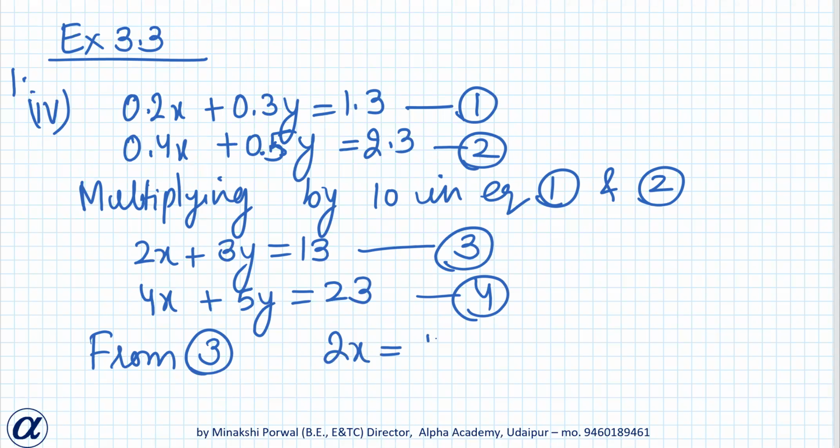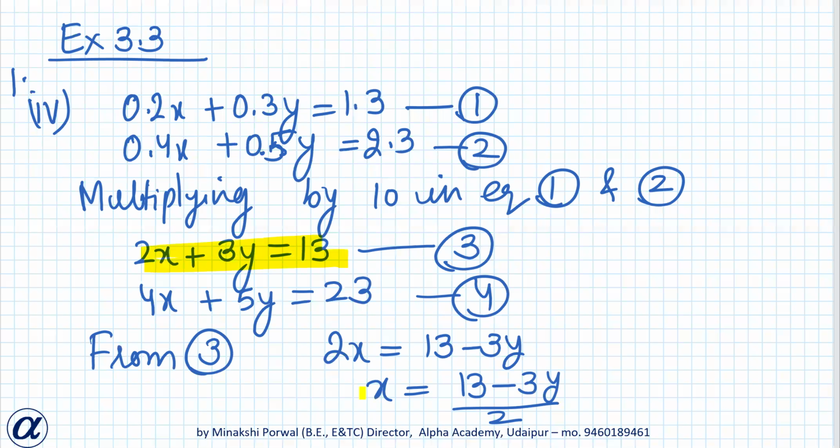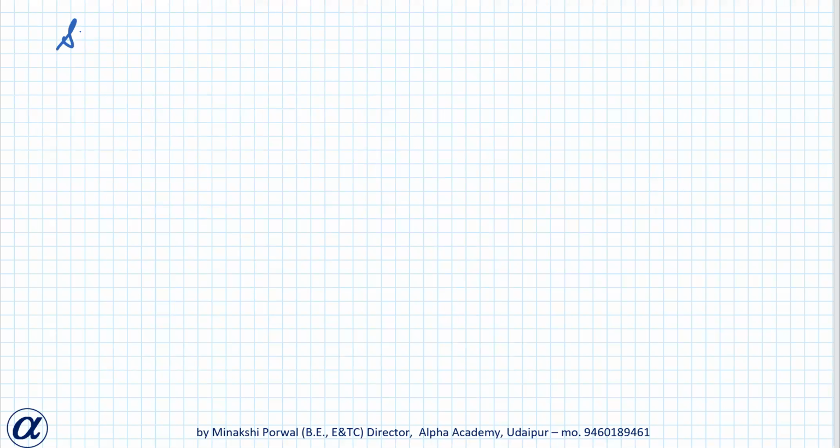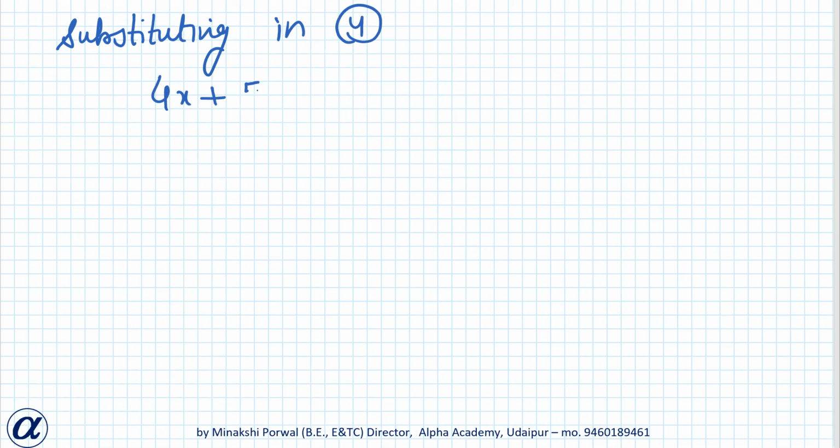So 2x equals 13 minus 3y. x equals (13 minus 3y) upon 2. Okay. This is what we have found from equation 3. We have found the value of x. This we are going to substitute in equation 4. Okay. So substituting in 4, it is 4x plus 5y equals 23.